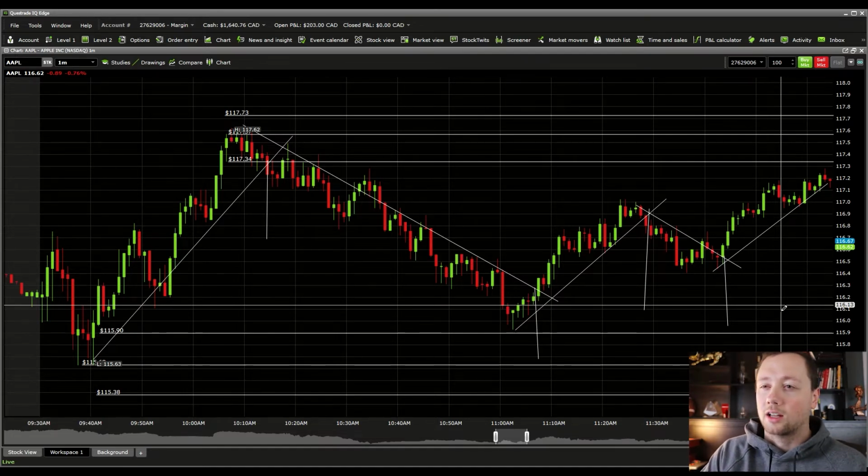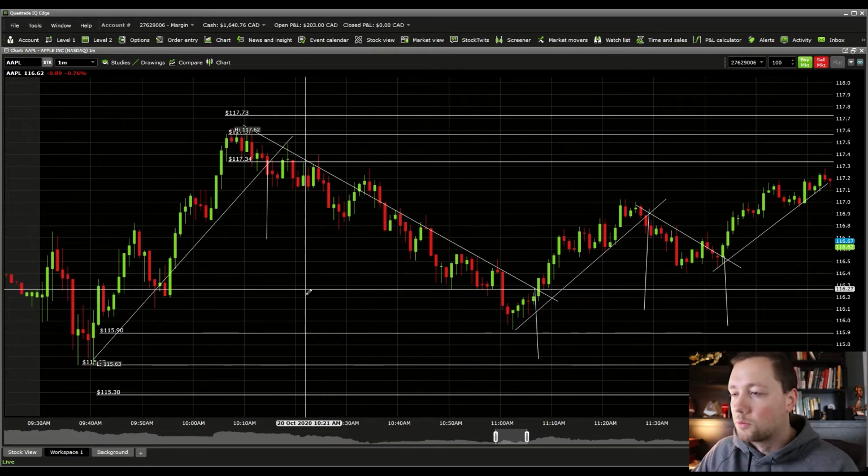This is how you draw trend lines. This is how you draw support and resistance. And this is how you identify your initial buy and sell points based off of price action. This is the most important thing on the chart.